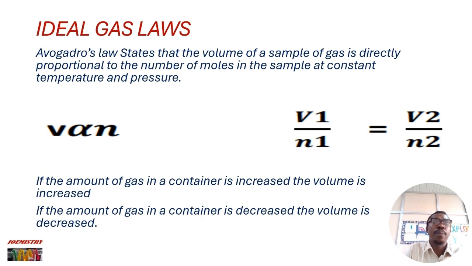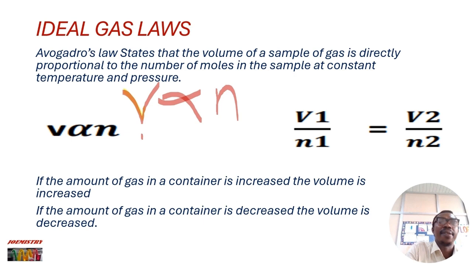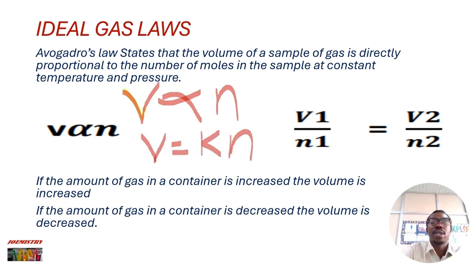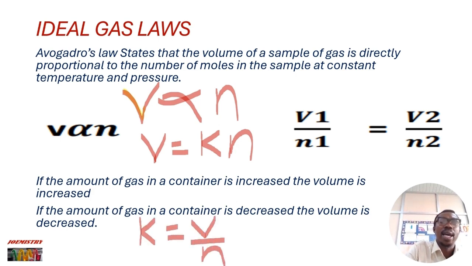As long as the temperature and pressure remain constant, that means the volume of a given mass of gas is directly proportional to the number of moles. So if we remove this sign, we'll have V equal to kn, where k is a constant. So if we make k the subject, k now will be equal to V over n.